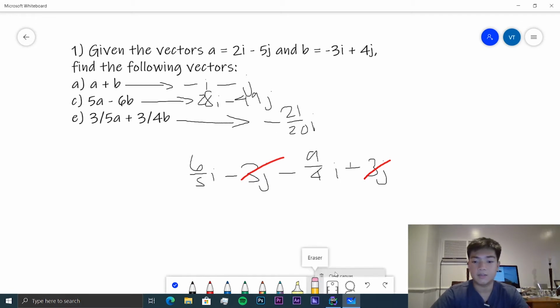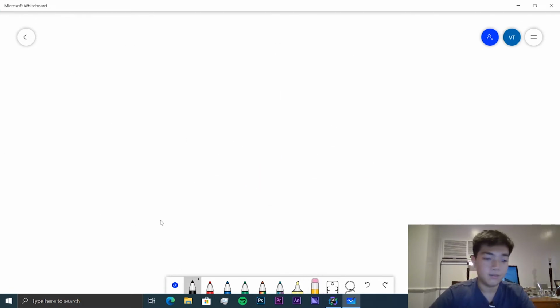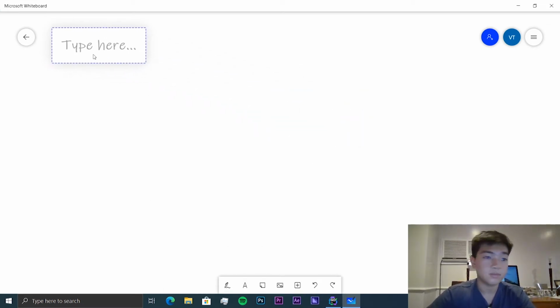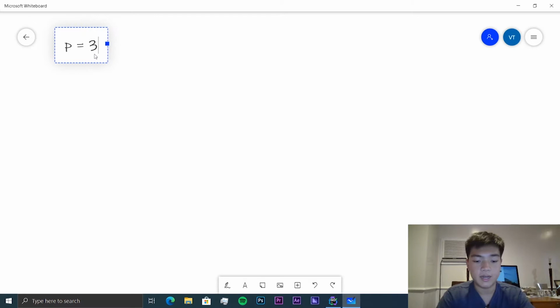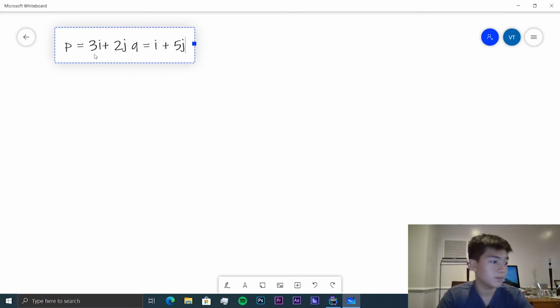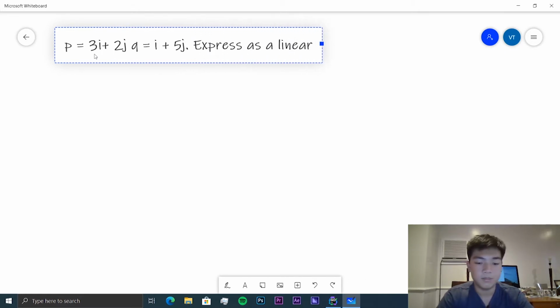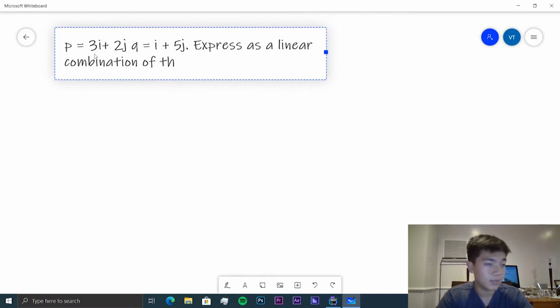Yay! Okay, next question. We have the vectors p equal to 3i plus 2j, and q equal to i plus 5j. Express as a linear combination of vectors.